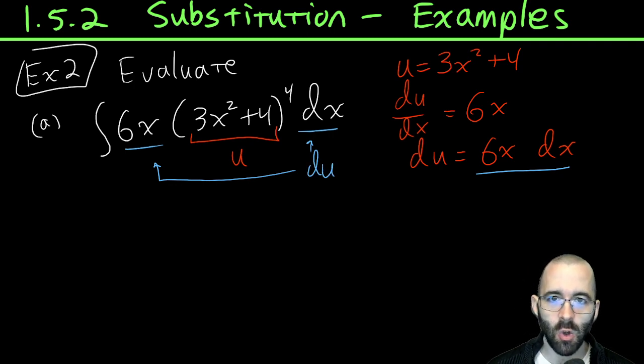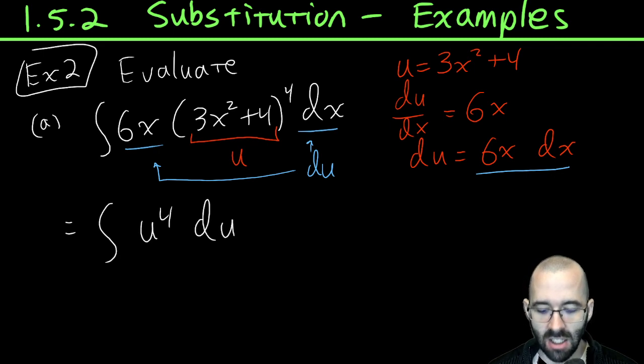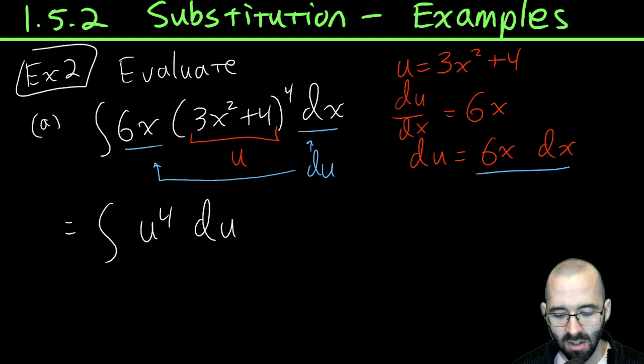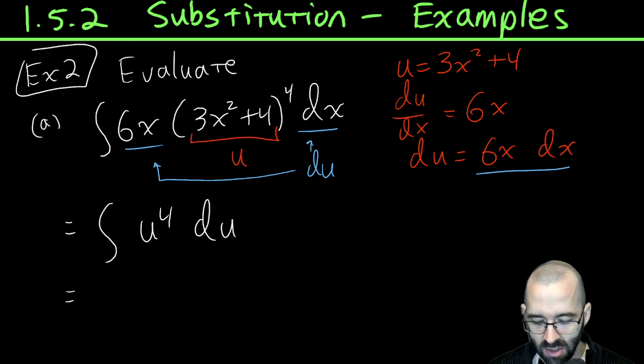And we get that we have u to the 4th du. Right? Because this is just u to the 4th. And the blue stuff is exactly du. And that's what tells us we chose correctly, because we can integrate this. Just the power rule: add an exponent, divide by that new exponent, add c, and then substitute back.